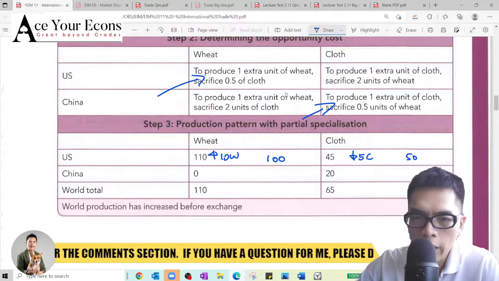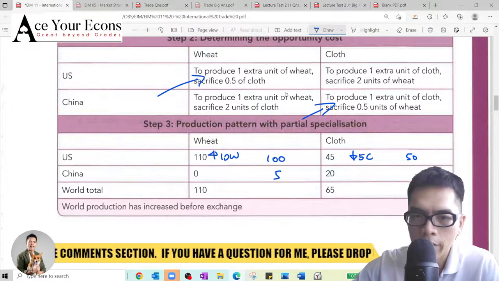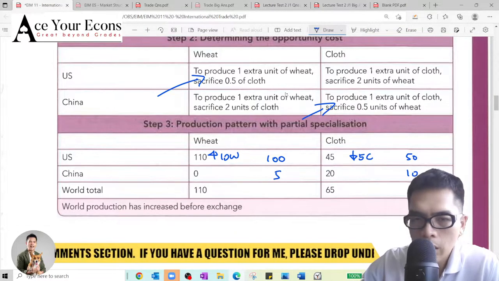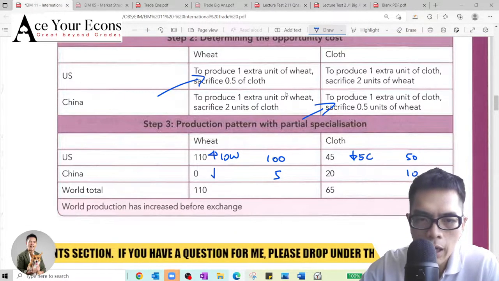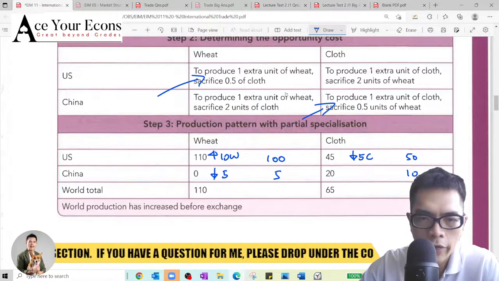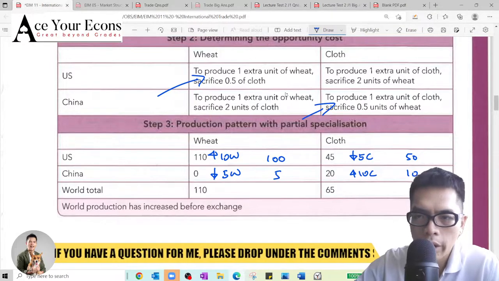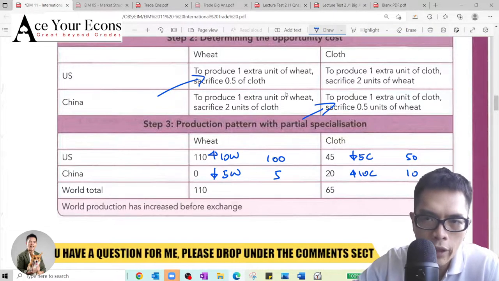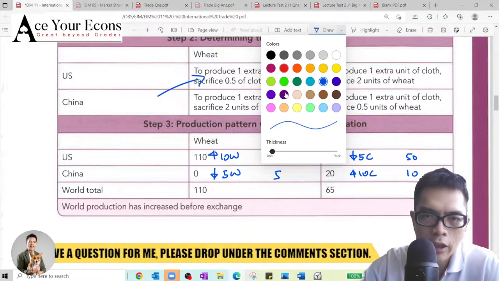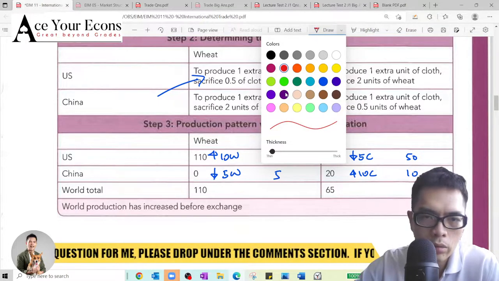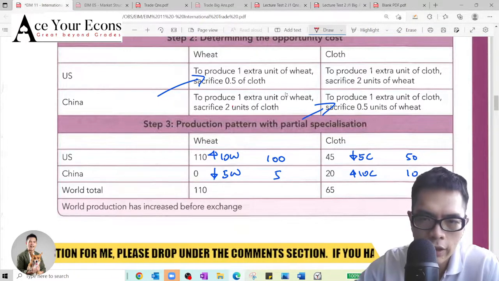I believe the earlier figures here were 5 and 10, right? And likewise, most of the students did not tell me how China can forsake 5 wheats to gain 10 cloth. So remember, if you haven't, this is the best chance to include or to illustrate how you get all these figures.